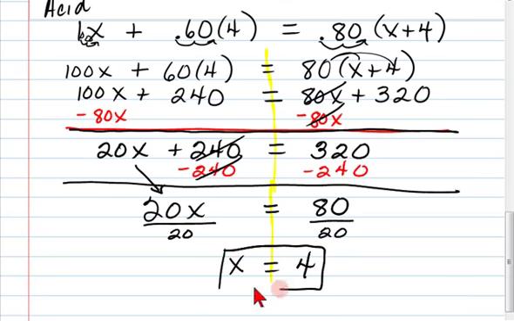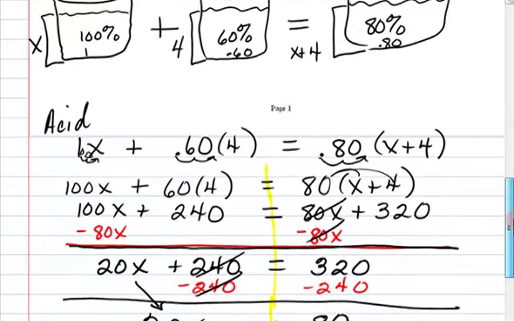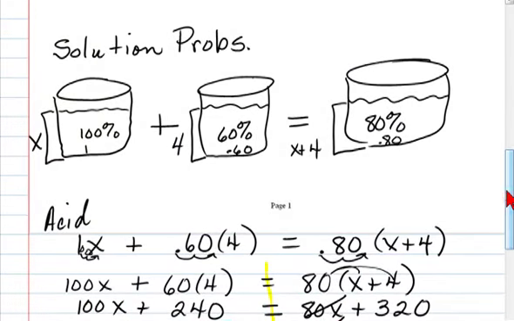Now, I was only looking for one unknown in this problem. Let's go back all the way up to the question. Well, I'll just go to the drawing. What does x represent? The acid. The gallons of pure acid. So we need 4 gallons. If I take 4 gallons of pure acid and I pour it in with 4 gallons of 60% acid, I will end up with an 80% solution.